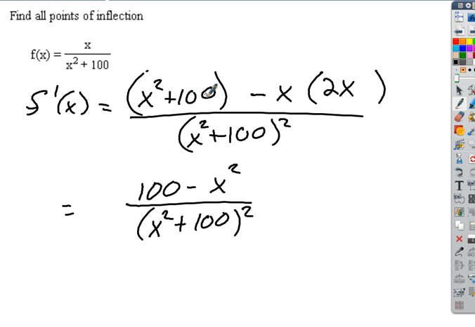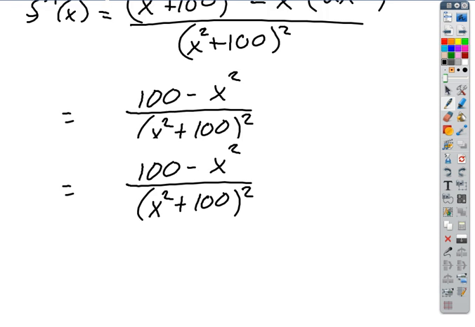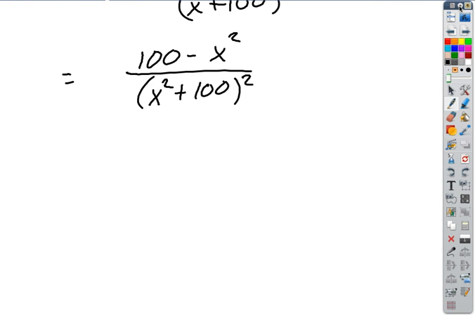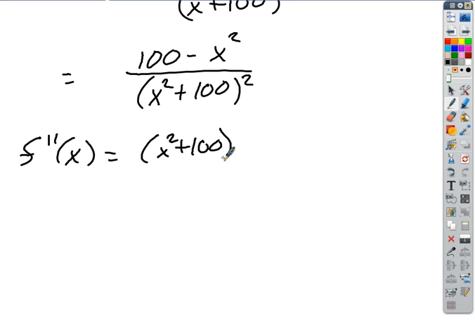So there's our first derivative. Now let's get the second derivative. Quotient rule again, right? So we've got the bottom times the derivative of the top. What's the derivative of the top? 2x, or negative 2x. Everybody see that? Minus the top times the derivative of the bottom. Now, what's the derivative of the bottom? That's x squared plus 100.